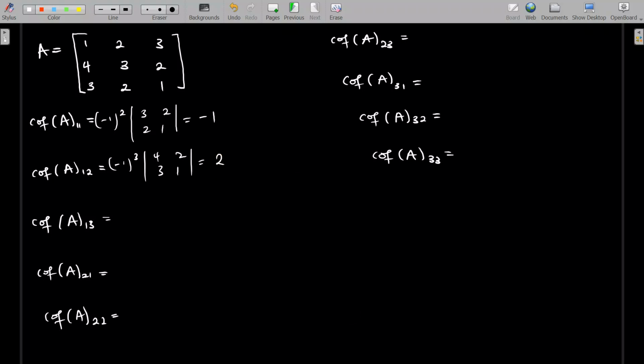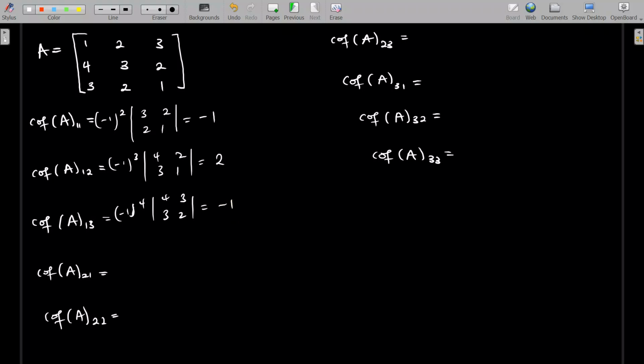You can do this. This is negative 1 to the 4th power times the determinant 1 3. That means I'm going to cancel row 1 and then column 3. So I'll be left with 4 3 3 2 as a matrix. Find the determinant of this. Negative 1 to the 4th is positive 1, right? And the determinant here is 4 times 2, which is 8, minus 9, which is going to give me negative 1 here.